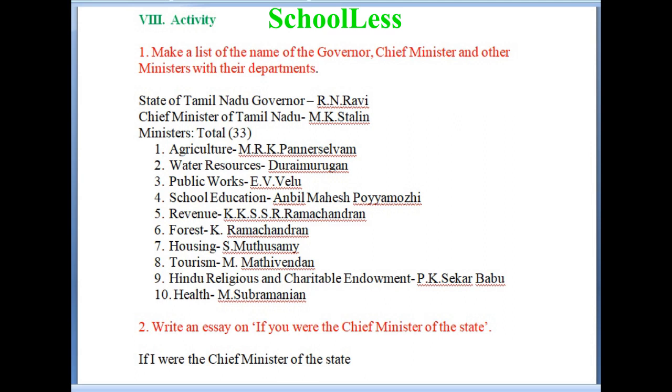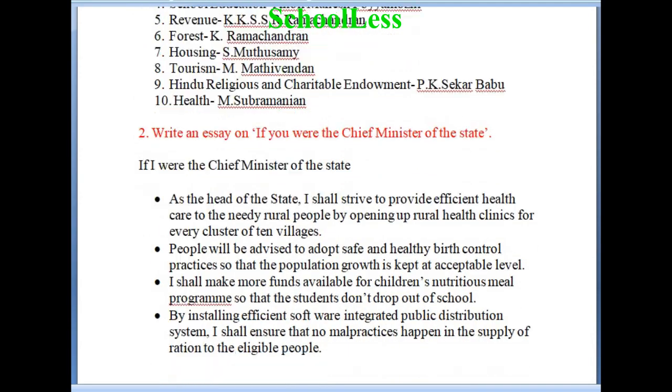Agriculture, M.R.K. Pannirselvam. Water Resources, Durai Murugan. Public Works, E.V. Velu. School Education, Anbil Magesh Poyyamozhi. Revenue, K.K.S.S.R. Ramachandran. Forest, K. Ramachandran. Housing, S. Muthuswamy. Tourism, M. Mathivendhan. Hindu Religious and Charitable Endowments, P.K. Sekar Babu. And Health, M. Subramanian. These are some of the ministers of the Tamil Nadu government.